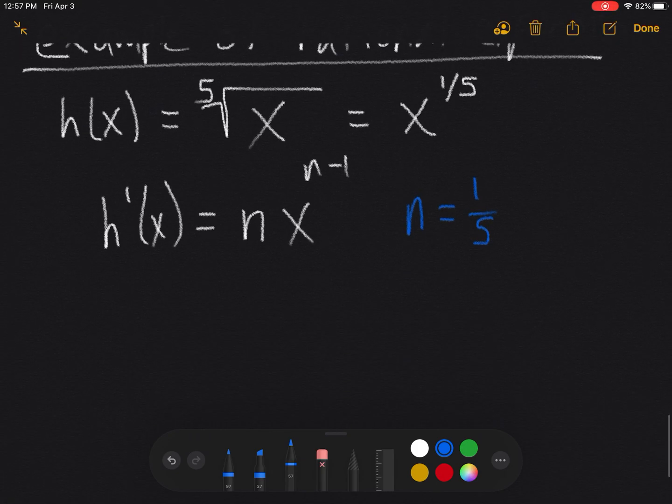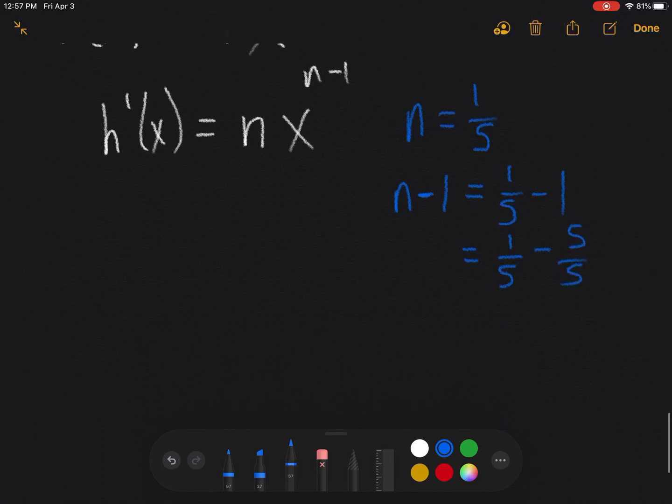I'm going to go a little bit slower because this involves fractions, and I know how you guys feel about that. N minus 1 would then be 1/5 minus 1, which is 1/5 minus 5 over 5, which would be -4/5. So this involves some reminding you about exponents and the rules of exponents, but I think you guys will get the hang of it. So here, h prime of x is going to be n times x to the n minus 1. So it's going to be 1/5 x to the -4/5 power.